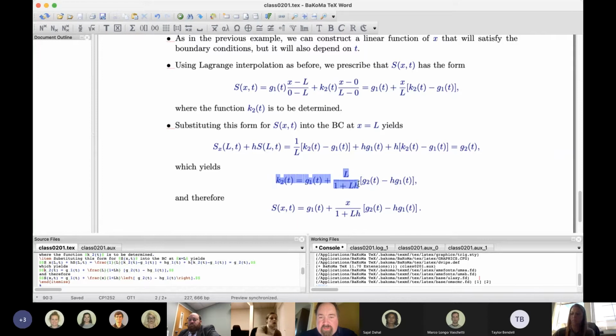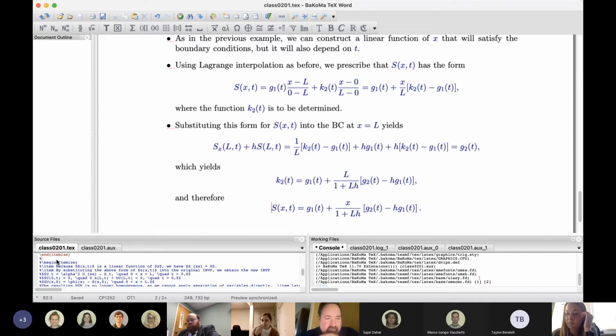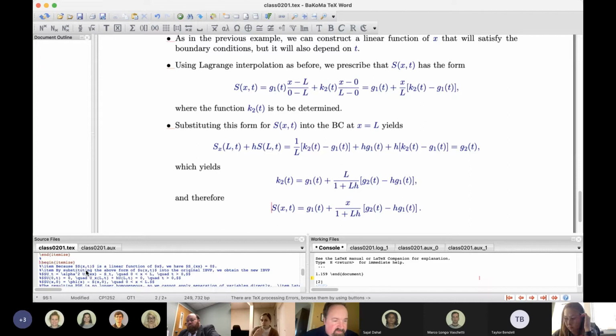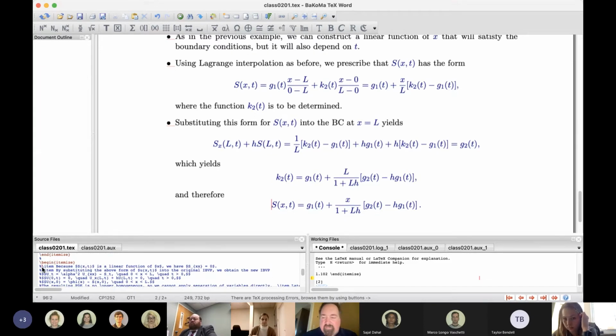So if I substitute this into here, and then I simplify as much as I can, and a fair amount of simplification does happen, then this is what I get. So this is a function that satisfies both boundary conditions, and it's a linear function of x. So now what initial boundary value problem do I solve for capital U?